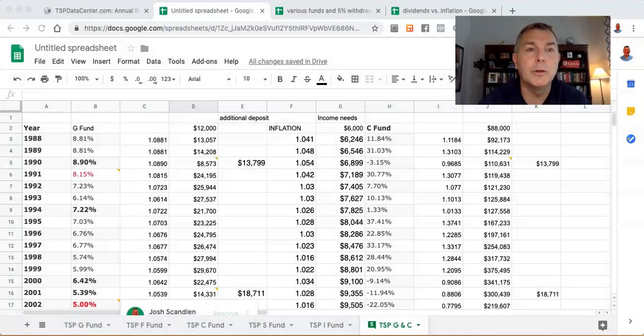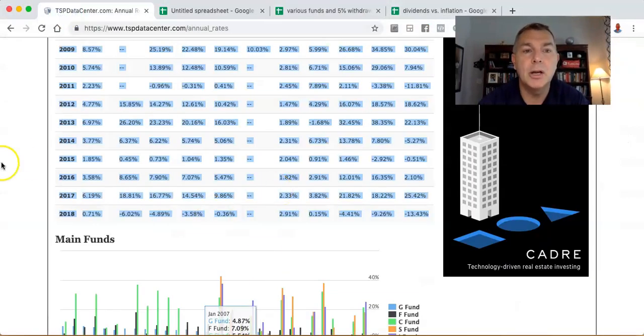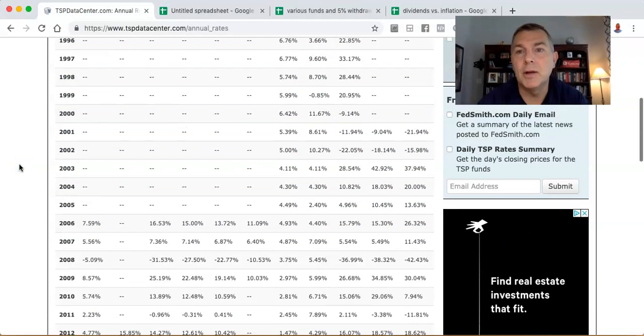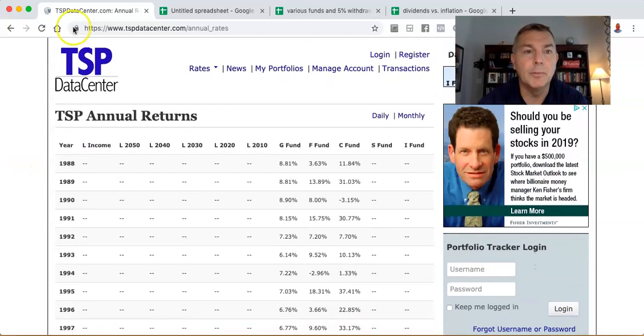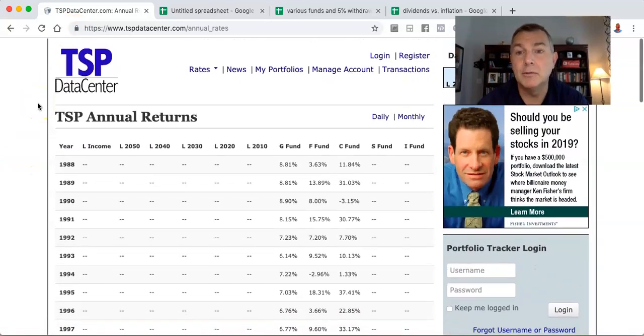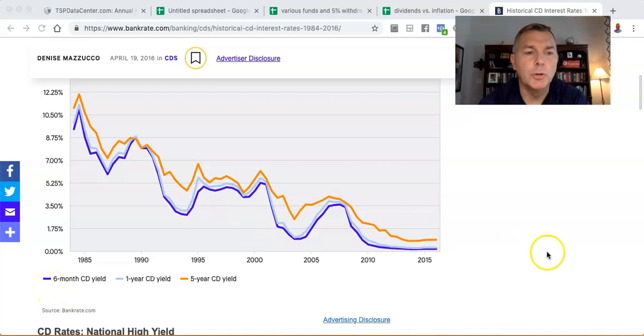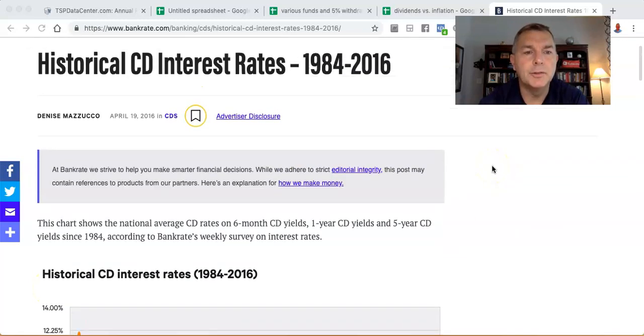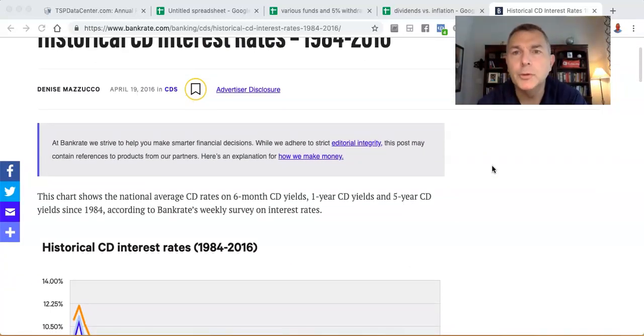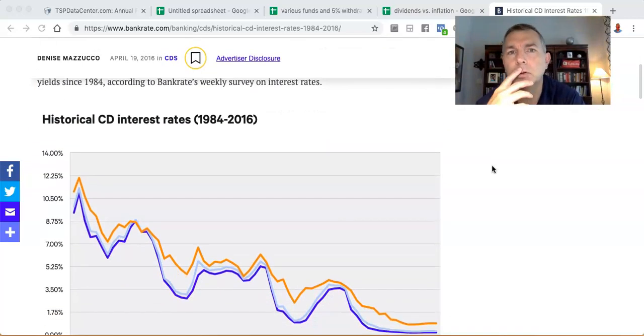The first thing we're going to do is look at tspdatacenter.com. And this is a .com. It's not from the Fed. It says TSP Data Center. I don't even know who these guys are, but this isn't the government. They're just using the returns of the G Fund. So what we're doing here is looking at the historical CD rates from 1984 to 2016 to compare them to the G Fund and, of course, a 10-year Treasury.